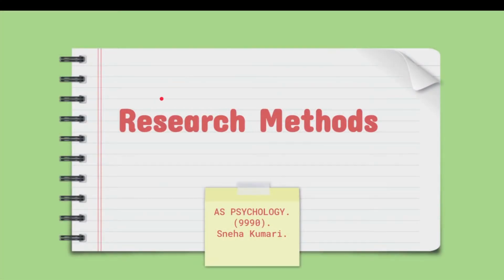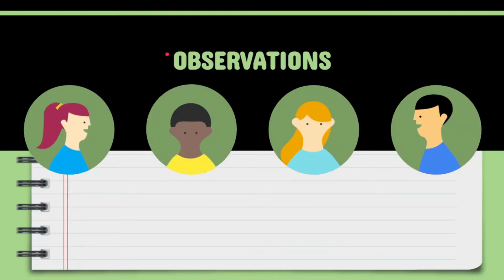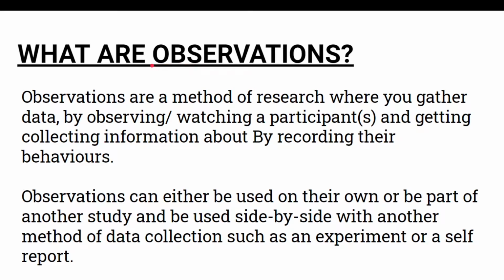We will be taking a look at observations, which are another method of data collection. Observations are basically when you collect data by watching your participants, in simple terms. By watching them, you record their behaviors, whatever your intended data collection is. You can either use observation on its own as a separate method of data collection, or you can use observations in an entire study.